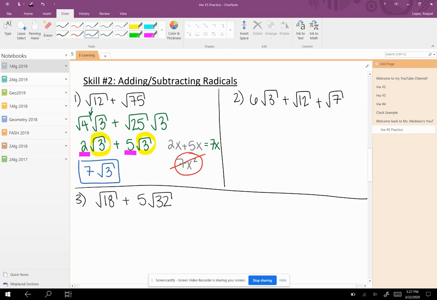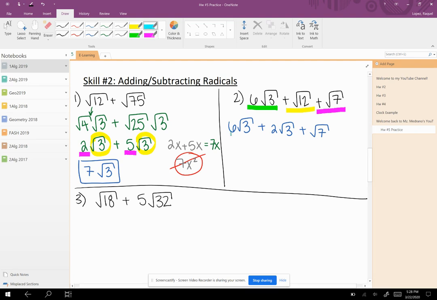Now for number 2, this first term right here is already simplified. I cannot simplify it even more. This root 12 keeps popping up, so we should be really good at simplifying the square root of 12 by the end of this video. So we should have 6 root 3 plus, we simplified square root of 12 to 2 root 3. And this last term here is just going to come along because it's already been simplified. So plus root 7.